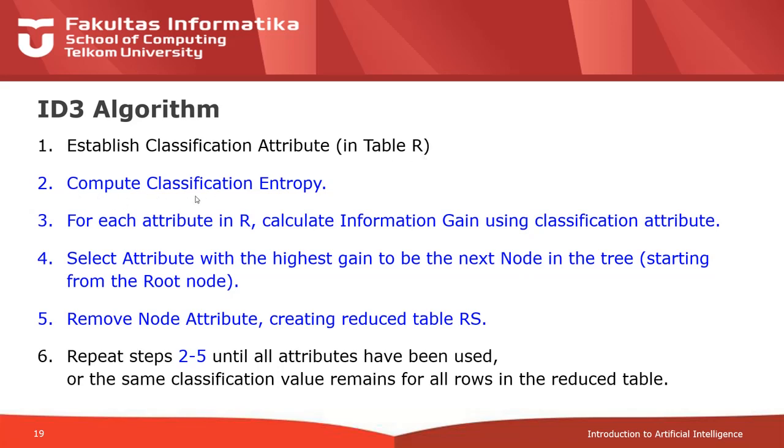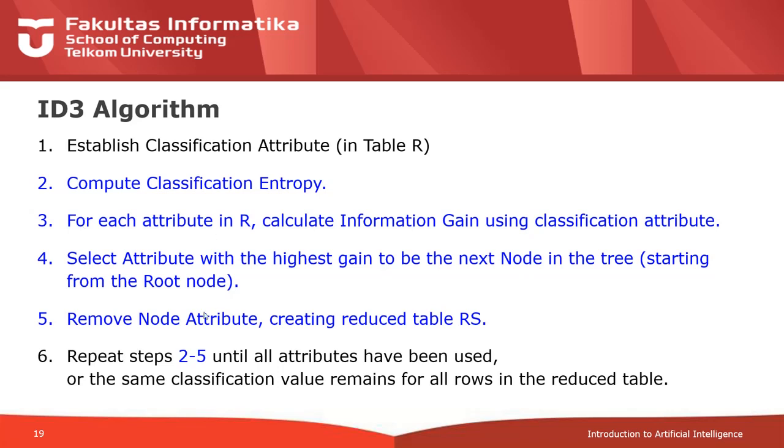And then we need to compute the classification entropy. So this is the entropy for the label or the output. And then for each of the input attributes in R, we need to calculate the information gain. Again, this is relative to the output or classification attribute. Select the attribute with the highest gain to be the next node in the tree. So the information gain is used to select the most important attribute next.